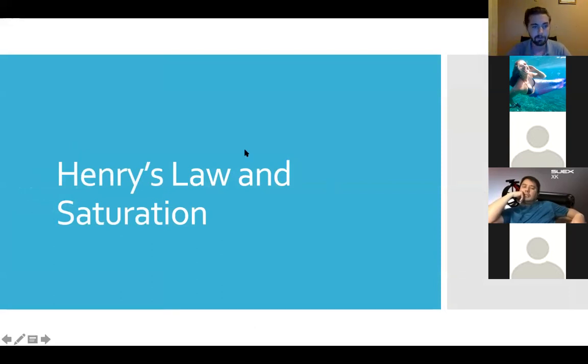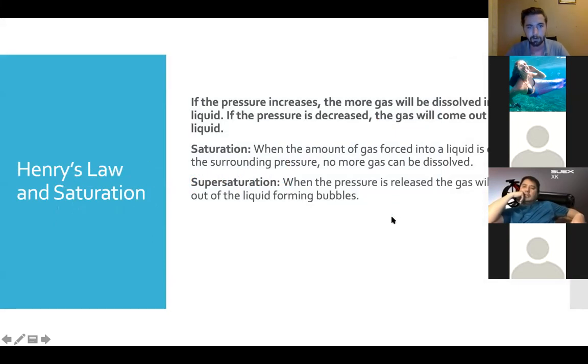All right, so next we're going to look at Henry's law and saturation. Henry's law states that if the pressure increases, more gas will be dissolved into the liquid, and if the pressure is decreased, the gas will come out of the liquid. When we're discussing liquid here, we might as well think of our bodies, because we are mostly liquid. And saturation is when the amount of gas forced into a liquid is equal to the surrounding pressure. So they've hit that pressure limit where no more can go in.